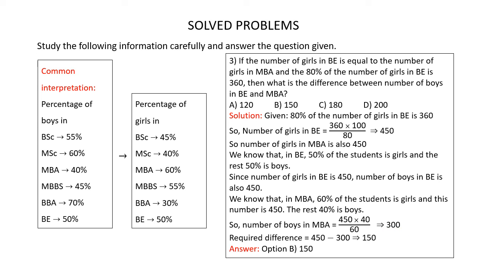So now we have found out that the number of boys in BE is 450 and number of boys in MBA is 300. Here we are asked to find the difference between the number of boys in BE and MBA. So the required difference is 450 minus 300, which is 150. So the correct answer is option B, 150.